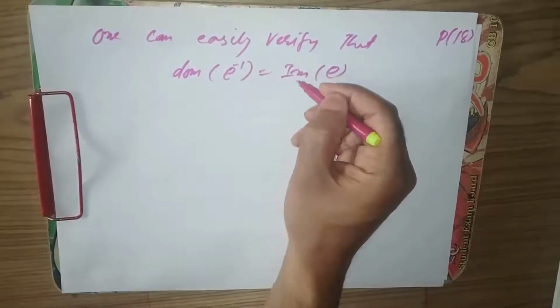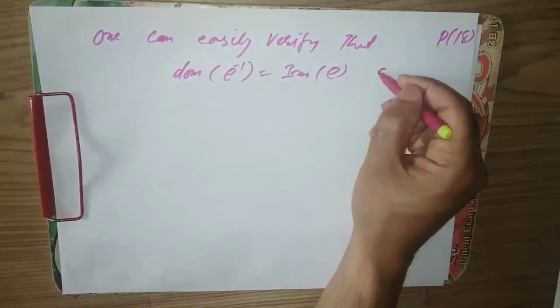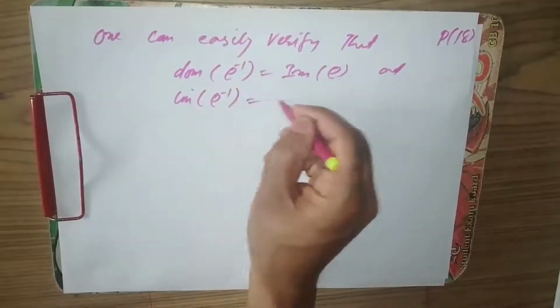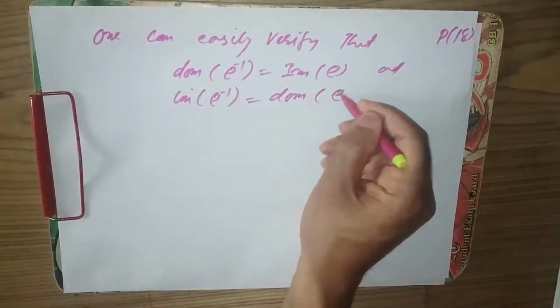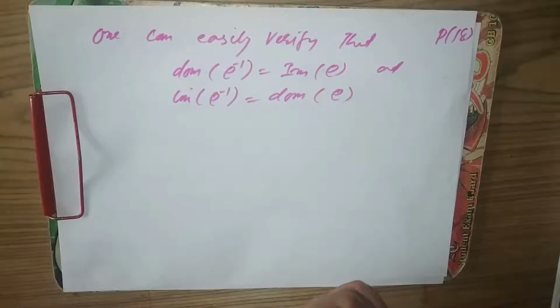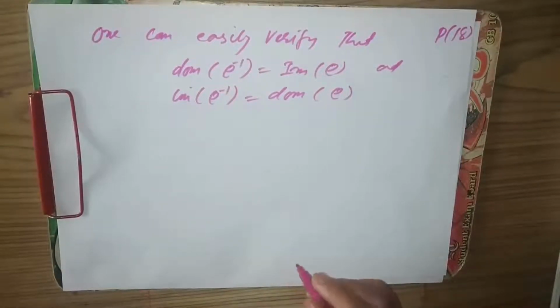So, the image of rho inverse is equal to the domain of rho.